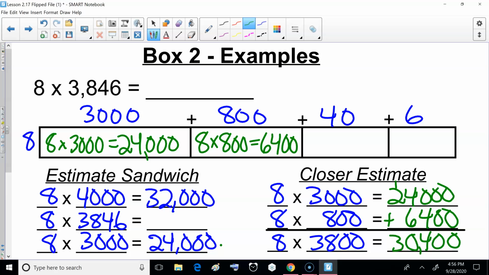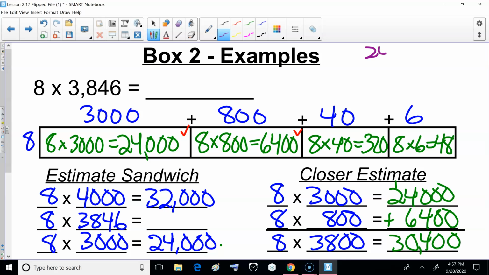So really what we're doing to make a closer estimate is we are taking the 1,000 box and the 100 box, and in a sense adding those two together, because then we're only left with tens and ones, which are smaller place values, which give us a much closer estimate. So let's finish up the rest of this problem and see where we end up. 8 times 4 tens. 8 times 4 is 32. That means 32 times 10 would be 320. And 8 times 6 equals 48. Now I need to add up all those numbers together.